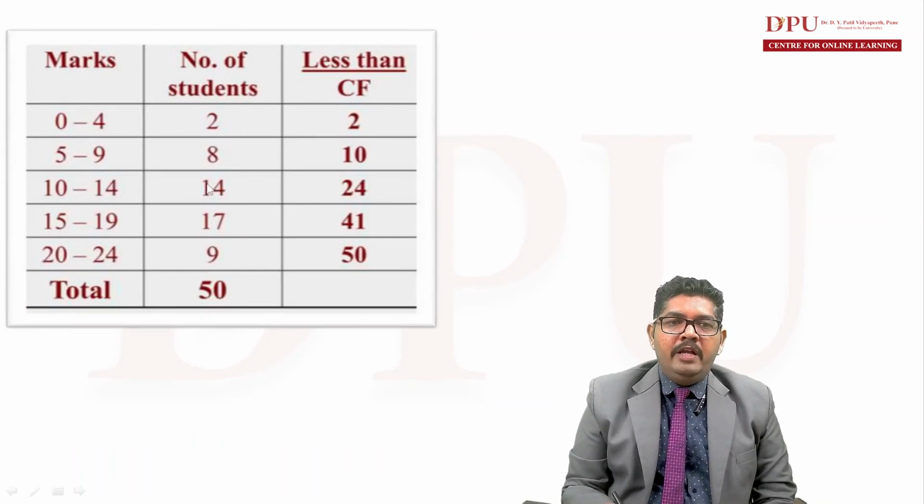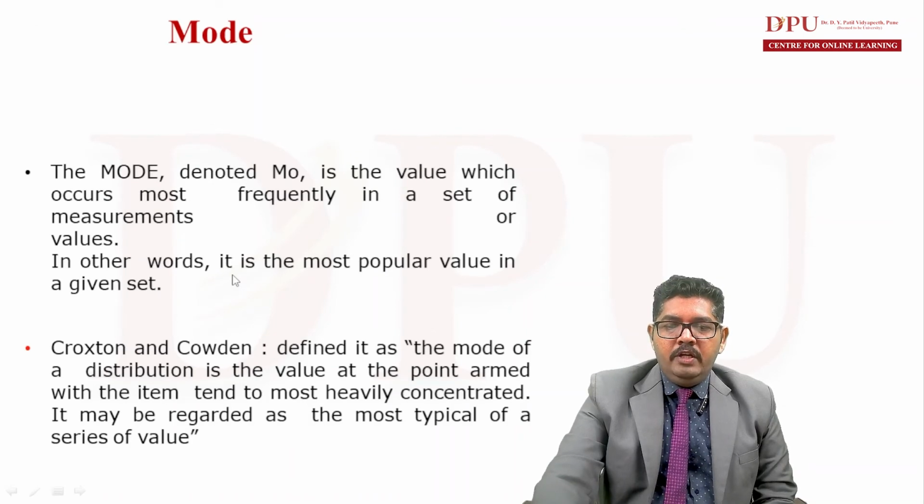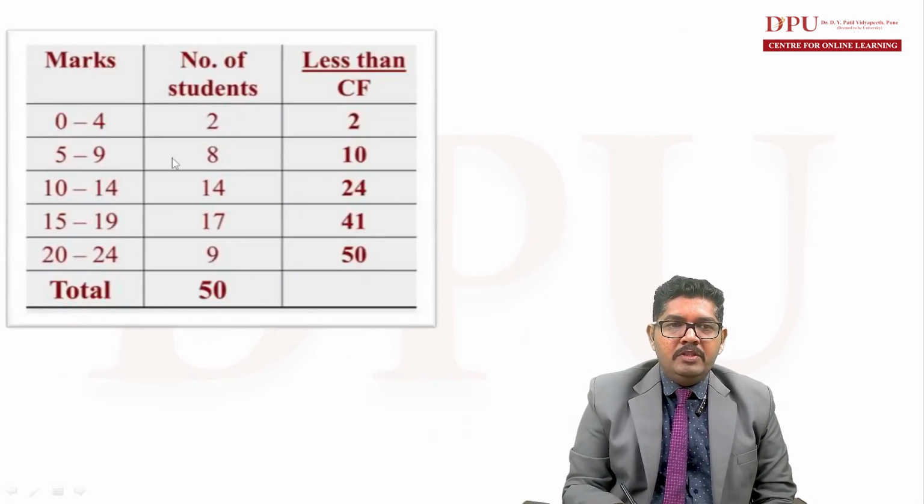So we have data here. Marks 0 to 4, 5 to 9, 10 to 14, 15 to 19, 20 to 24, and the number of students are given as 2, 8, 14, 15, 14, 17, 9, and the addition of the number of students is 50. The less than cumulative frequency is already given. If it is not given, we have to calculate it. This particular problem is not solved, so I will solve it for you.